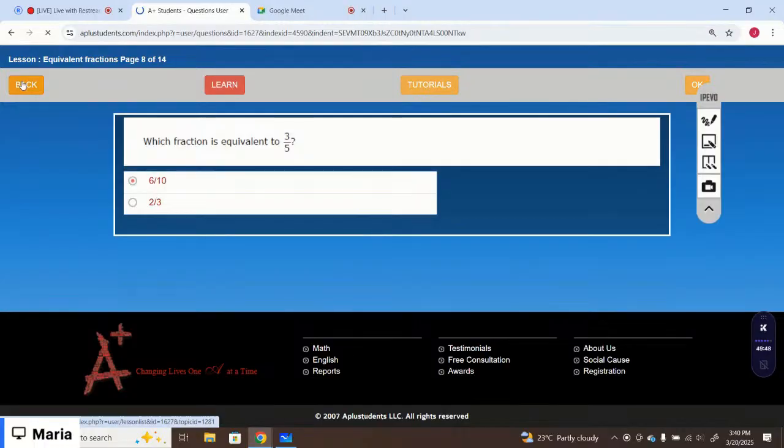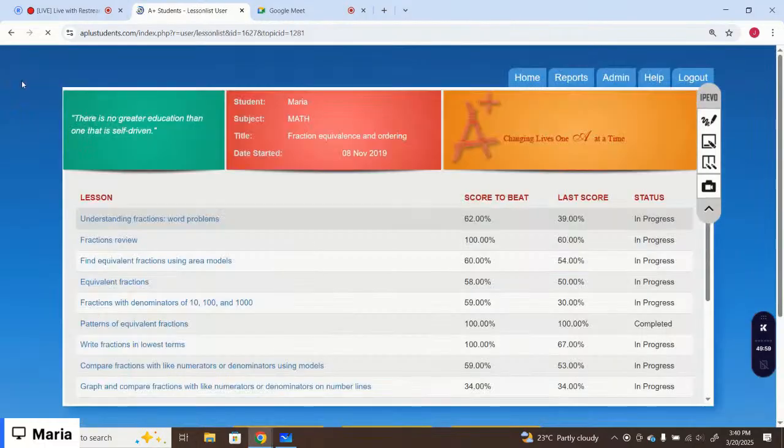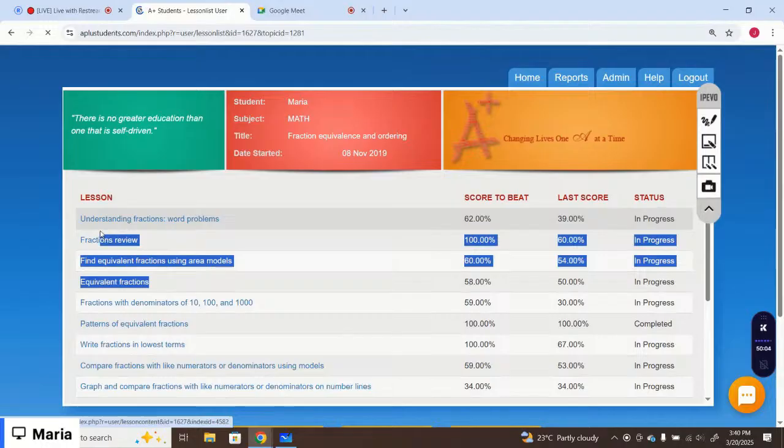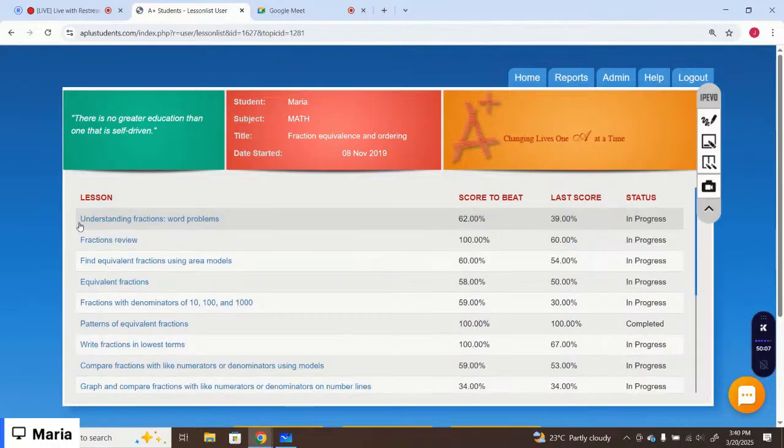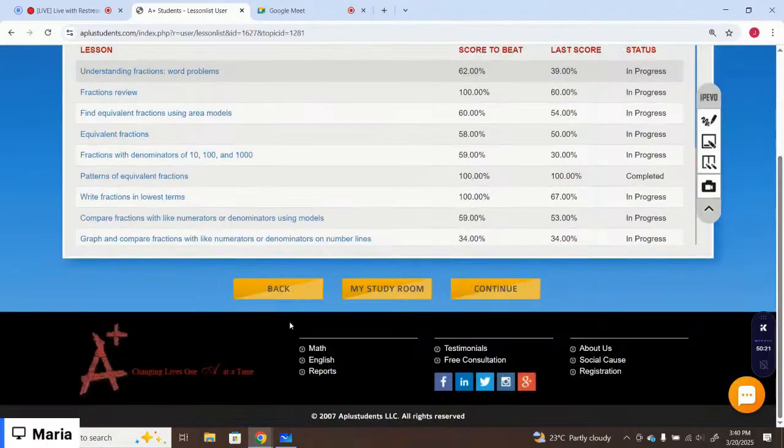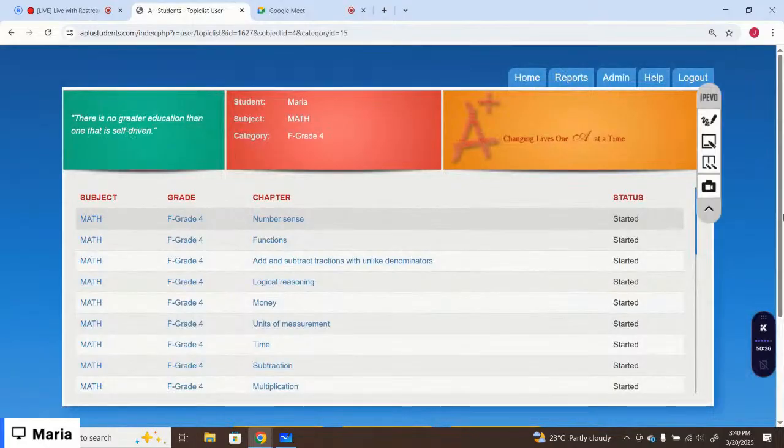So we were working on grade 4 math. The chapter we are working on is fractions, equivalence and ordering. The lessons we have covered today are understanding fractions, word problems, fractions review, find equivalent fractions using area models, and equivalent fractions. So please make sure before the next session you complete all the practice questions for the lessons we just did. That is your homework until next session.